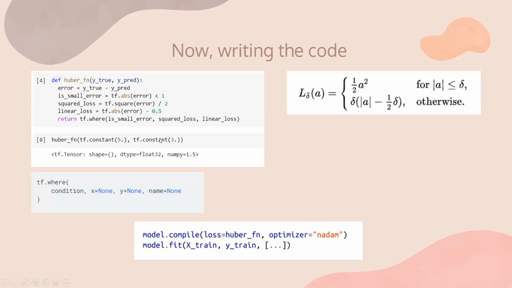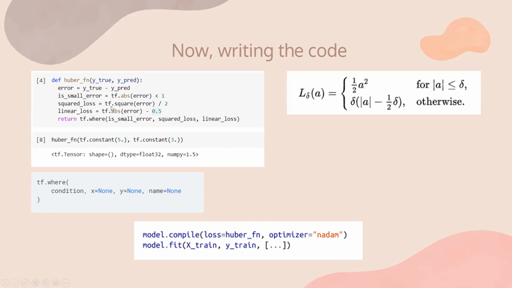So now this is how you write the code. And this is how we will write it. So we're going to define it as Huber_fn. This is our function. And notice that it is almost exactly the same as the map. We're going to have the true value, the predicted value. We're going to have the error, which is the true minus the predicted. And then we're going to check, is this error small? So we're going to pretend here that our delta value here is just 1.